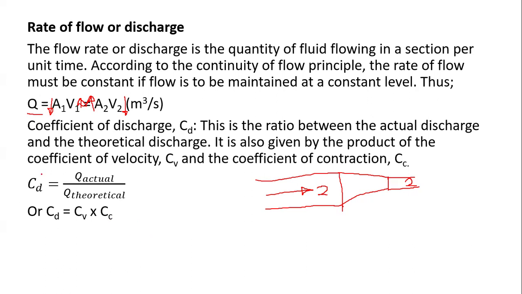So for a coefficient of discharge, when you want to get the actual discharge, you just cross multiply coefficient of discharge times the theoretical discharge, the theoretical one that you've been given. So that is how you get there. We'll again expand this when we come to discuss the Venturimeter.